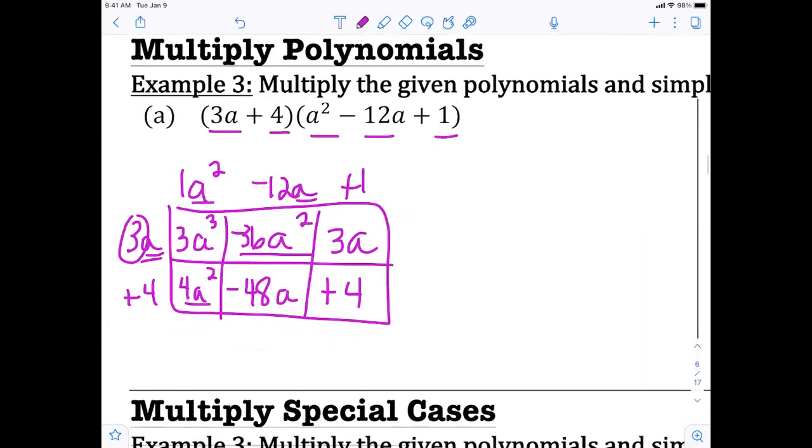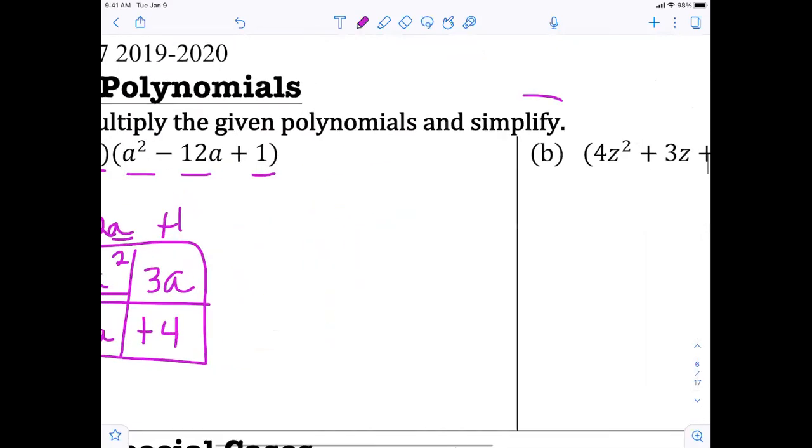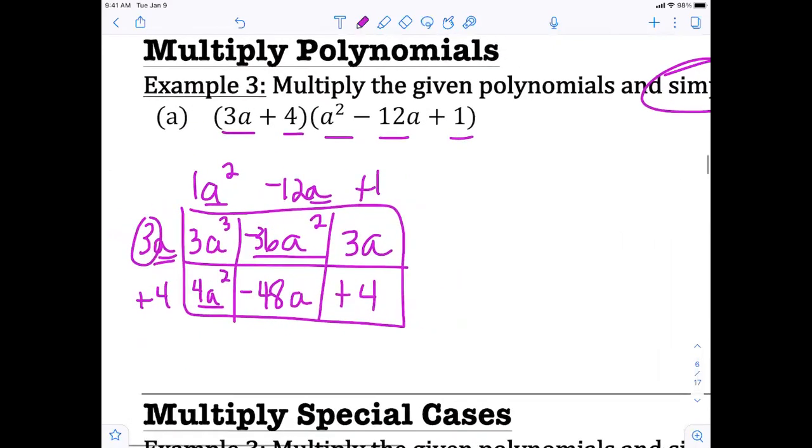And now all we have to do, you probably guessed it, is simplify. Look for any like terms. Here I don't see that many like ones. If I look at my first term, there's no other a cubes. So that guy is just going to come out. If we look towards my next one, here I do have some like terms. I have a 4a squared and a negative 36a squared. Those can be combined to be a negative 32a squared.